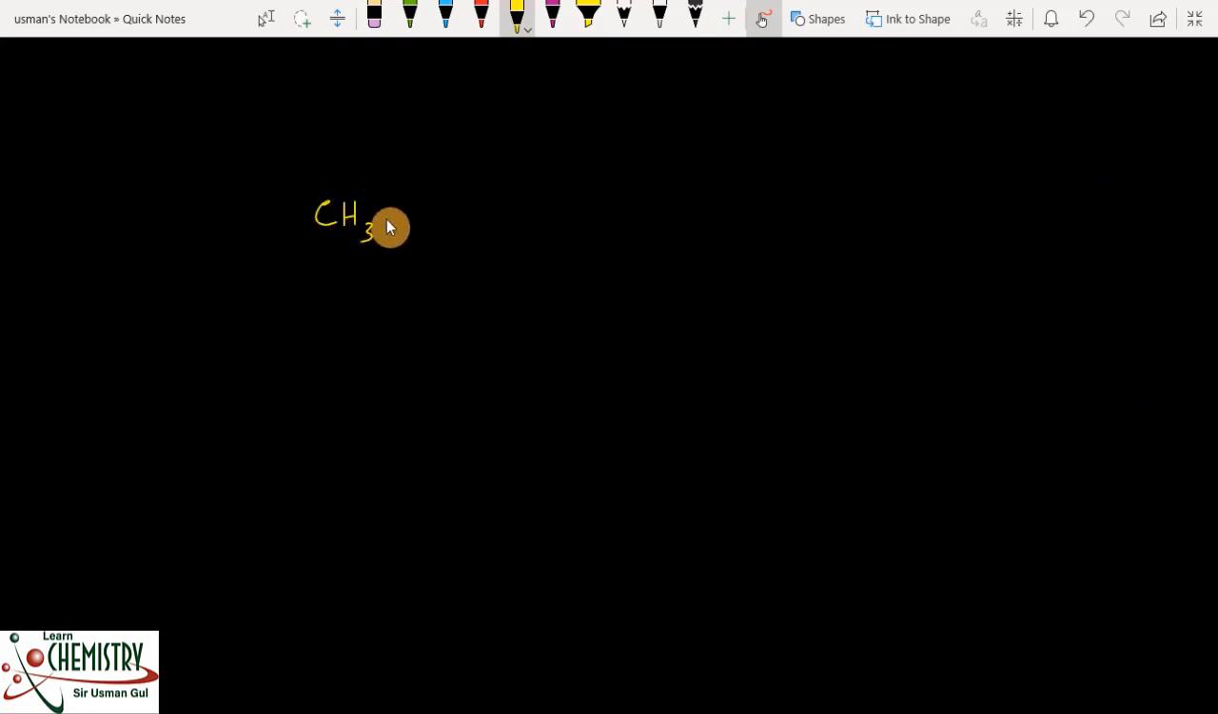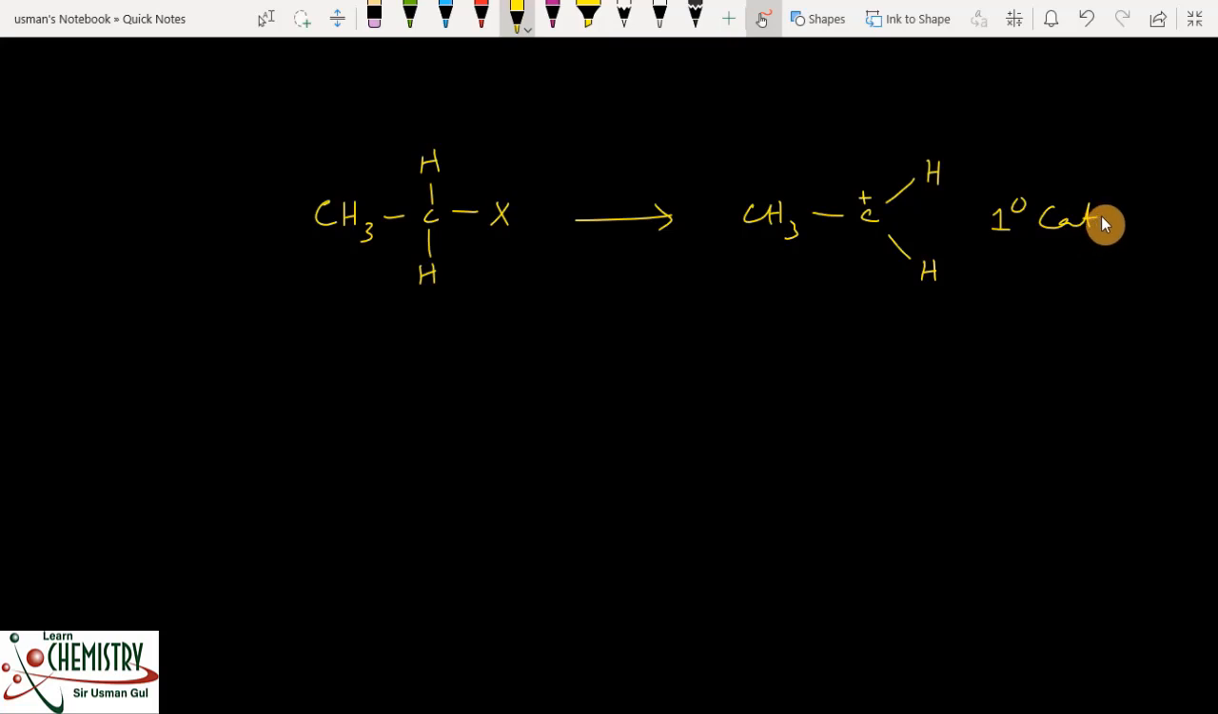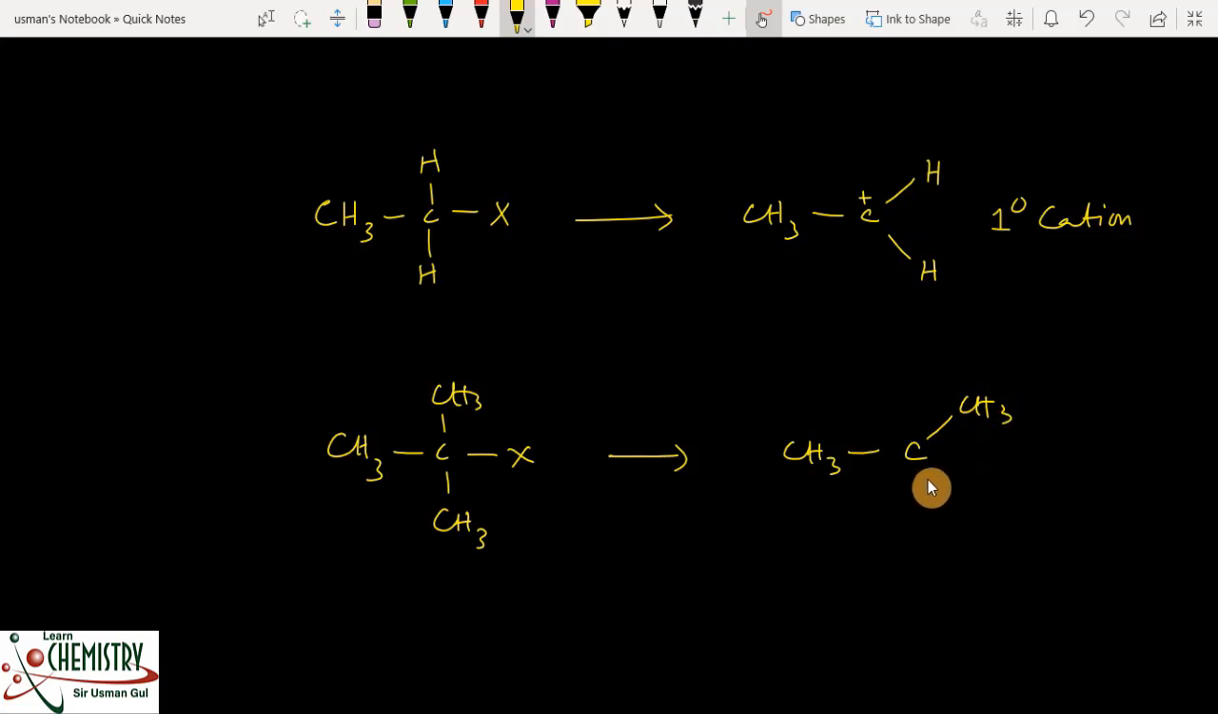This one is a primary alkyl halide. If I ionize this primary alkyl halide, what will I get? I will get a primary cation. And if I ionize a third degree or tertiary alkyl halide, what will I get? I will get a third degree carbon cation. Now this one is the third degree carbon cation.